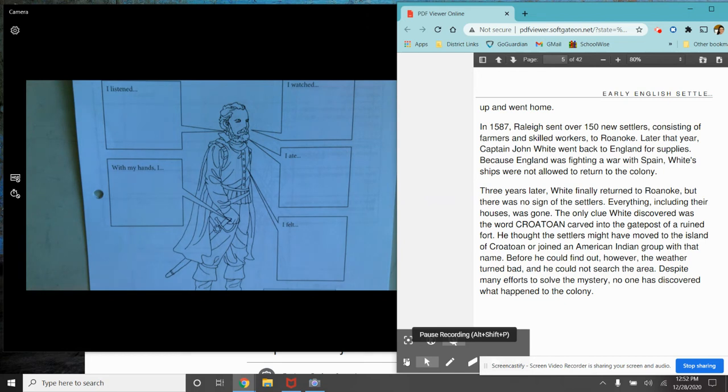So what can you listen to? Well, Sir Walter Raleigh sent explorers and gave orders, so we can listen to Sir Walter Raleigh give orders to explore the coast and create a settlement. With my hands, that one's a little bit tricky, but we do know the word Croatan, the only part it's mentioned in the reading is it was carved on a gatepost of a ruined fort. So we can make it up and just say maybe I carved the word Croatan onto the post.